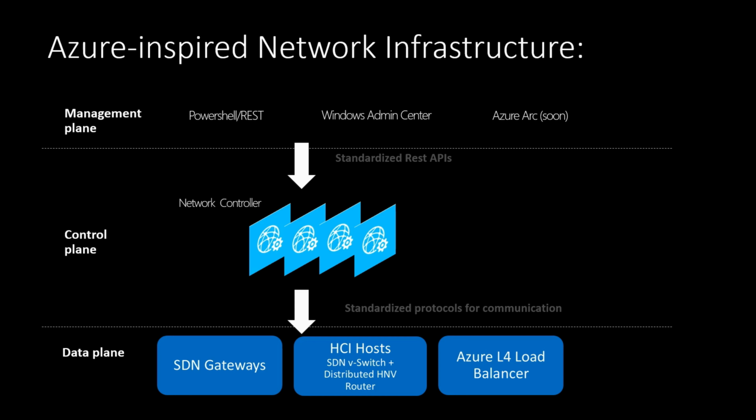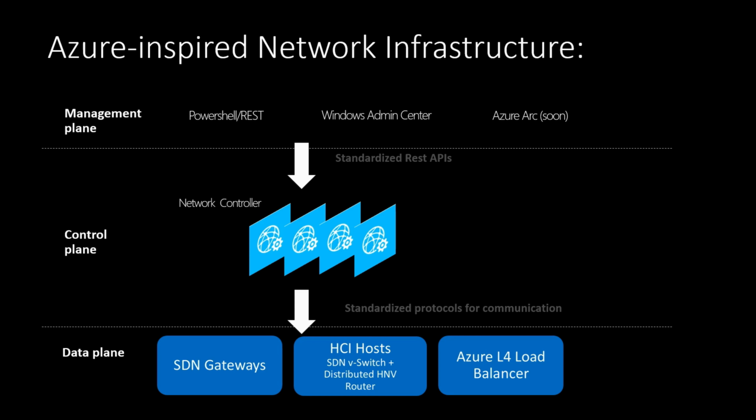Now, when we look northbound, or what we would call our management plane, we have several options, right? We have PowerShell, we have REST API, we have Windows Admin Center with our SDN extensions that are constantly getting launched. And then, of course, we have Azure Arc, or the portal, and that's coming soon. You'll see a lot of features lighting up there. Now, when we look southbound, these are our data plane technologies, right? So these are all the things that are actually in the data path.